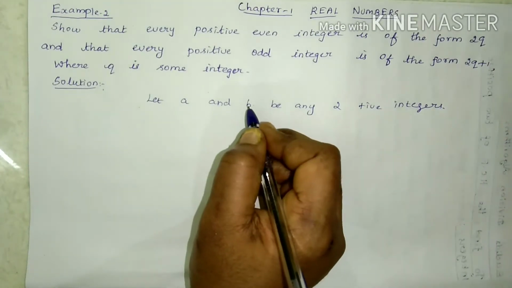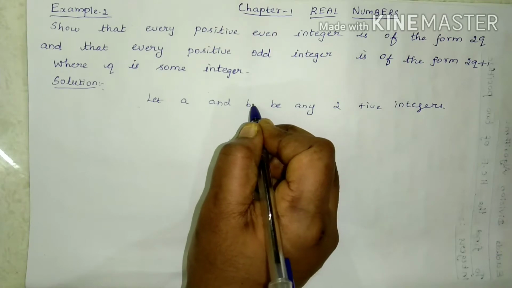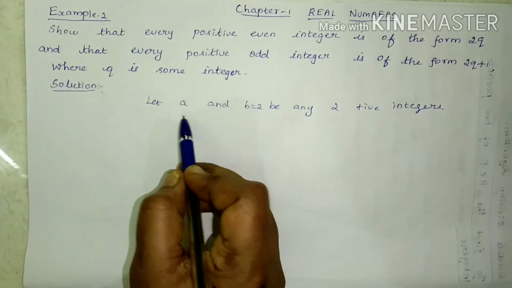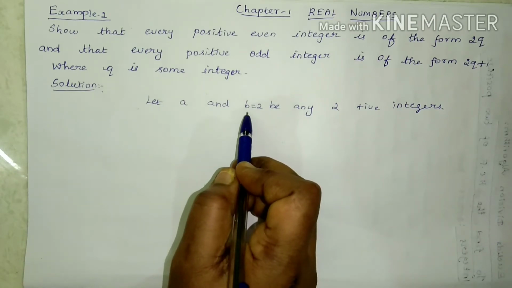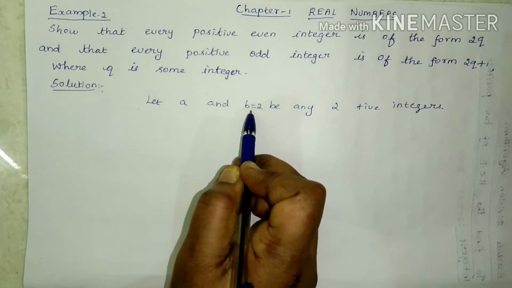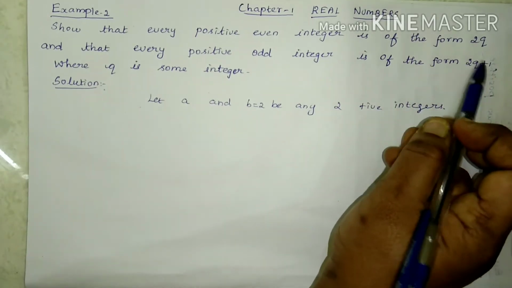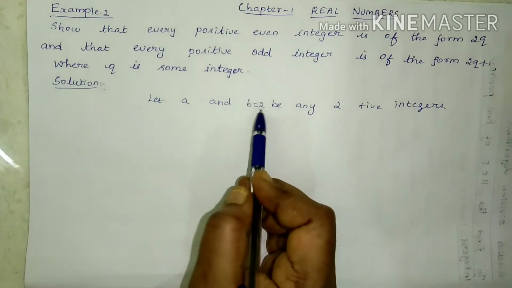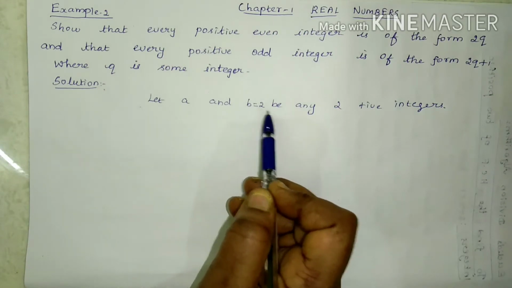Now we are going to assign the value of b as 2. We are only considering two positive integers a and b, and only for b we are going to assign the value 2. Since we have the integer 2 in our equation, we are just considering this b value as 2.